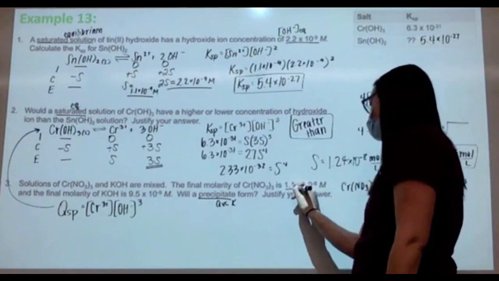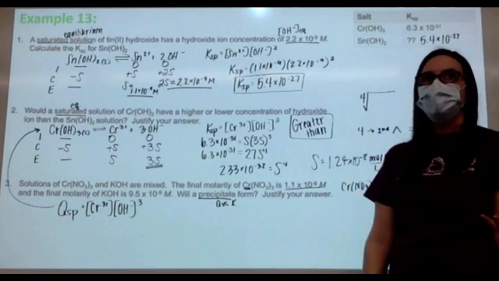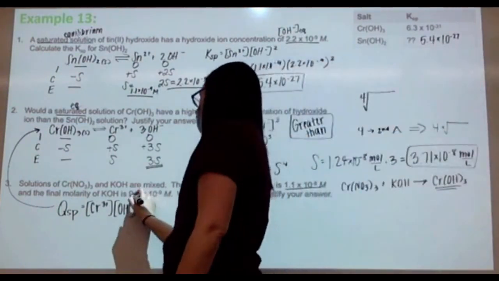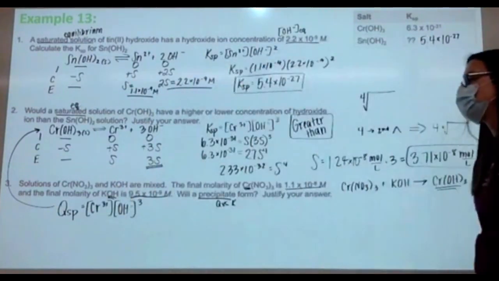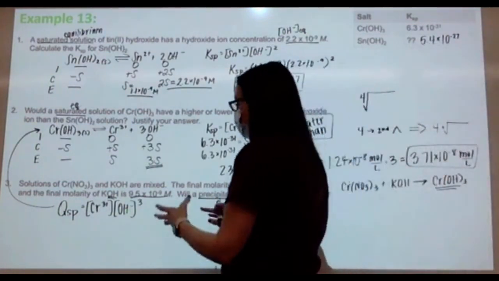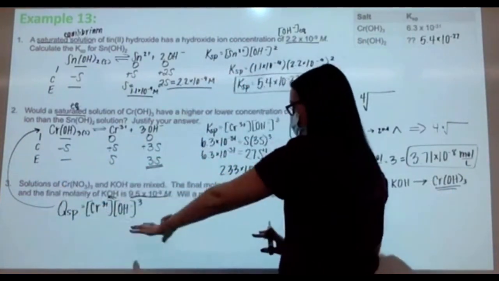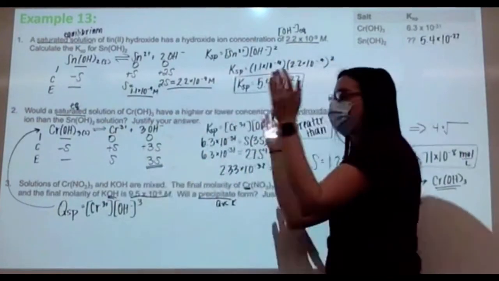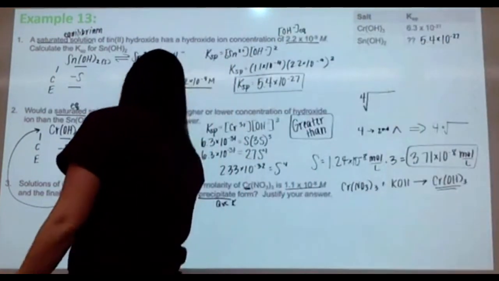Well, here, this 1.1 times 10 to the negative 8, there's our Cr3+ that's coming into the container. 9.5 times 10 to the negative 9th, there's our OH- that's going into the container. You are just taking the concentrations that they give you and plugging it right into the QSP expression. There is no ICE table, because these are two different concentrations that we're putting into the container. So you're just taking those concentrations and putting them into the QSP expression.